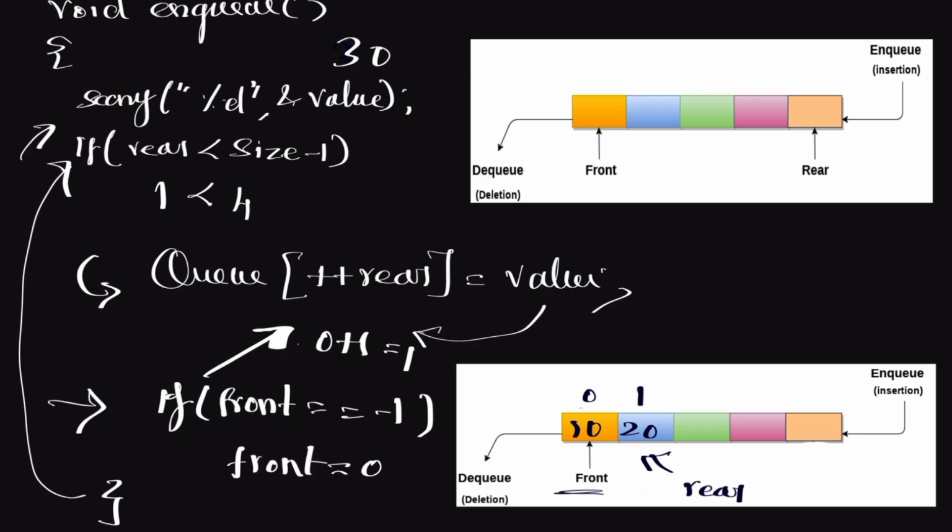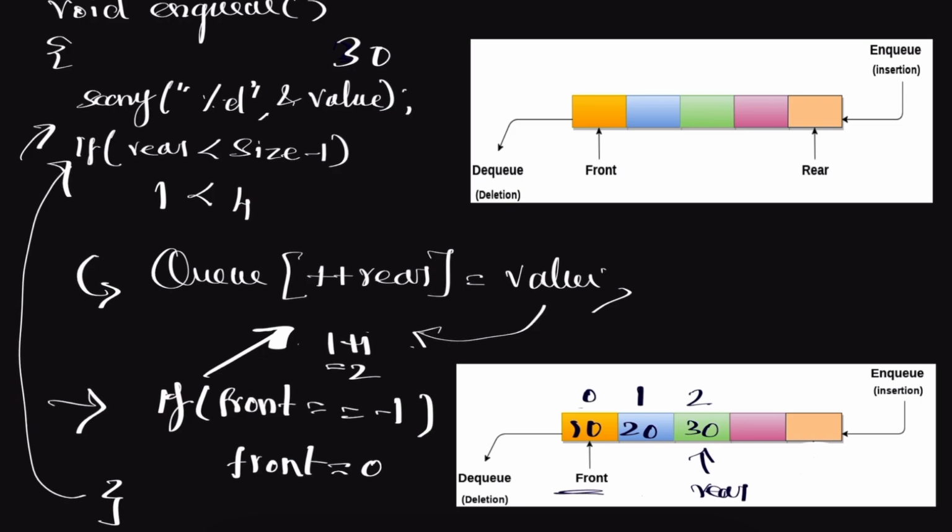What is ++rear? The rear position is already pointing to 1. So 1 plus 1 is equal to 2. At the second index position, I am going to store the value 30. Meanwhile, you have to check if front is equal to -1. So this condition fails. Now this is called the rear position, and you have to increment the index and store the value 30.